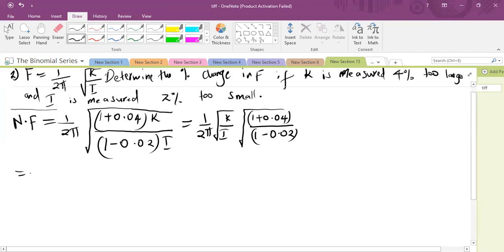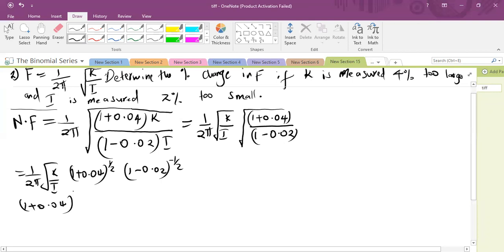So I will have my value being 1 over 2 pi, the square root of K over I, and then 1 plus 0.04 raised to power a half, and then 1 minus 0.02 raised to the power minus a half, because I will be bringing it on top. Then carrying out the expansion for these two, remember, as I said, we are only going to write the first two terms. So for this particular expansion, 1 plus 0.04 raised to power a half, the first two terms will give us 1 raised to power a half plus a half, 1 raised to power a half minus 1, and then 0.04.